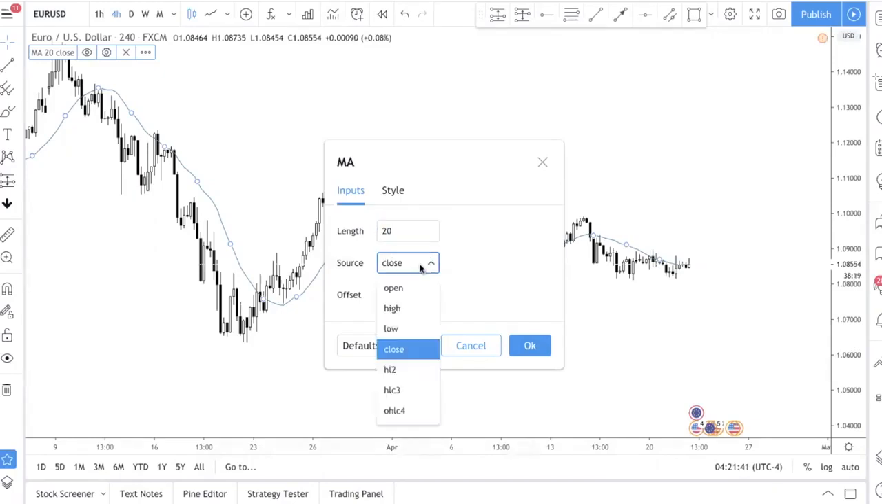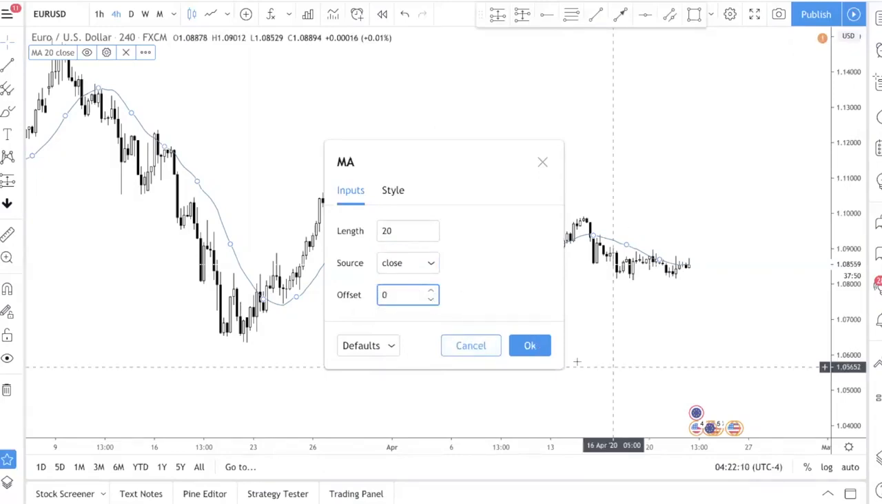Now we talk about source, okay? Source means which price point you want to use to calculate the average price, okay? So a close means that you are using the closing price of the candle, okay? Of course, you can choose the open, the high, the low, right? But the most common one would be the close, okay? That means we are using the previous 20 candle closes, right, to plot this line, okay? Offset, you don't really need to know, okay? I won't really cover this because it's not really used at all, okay?